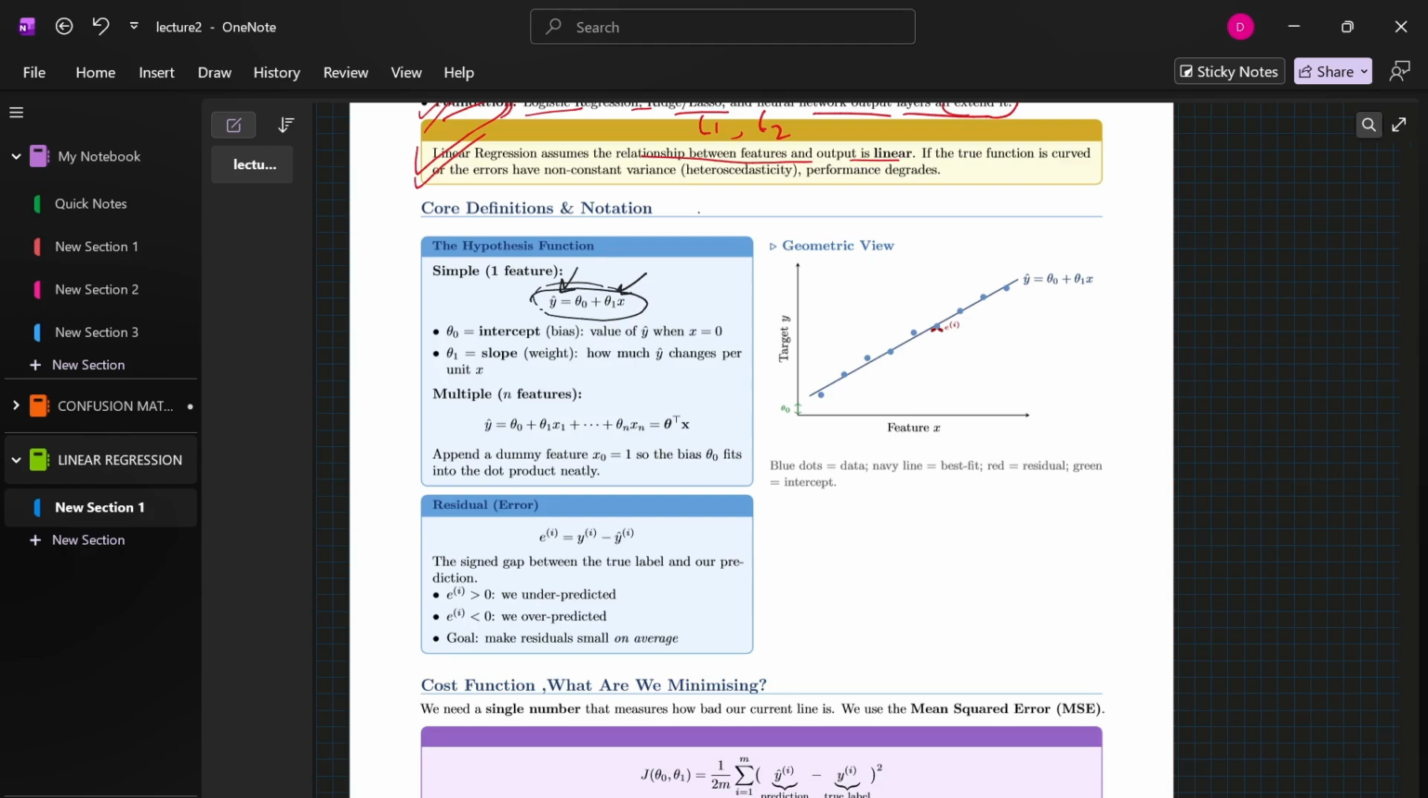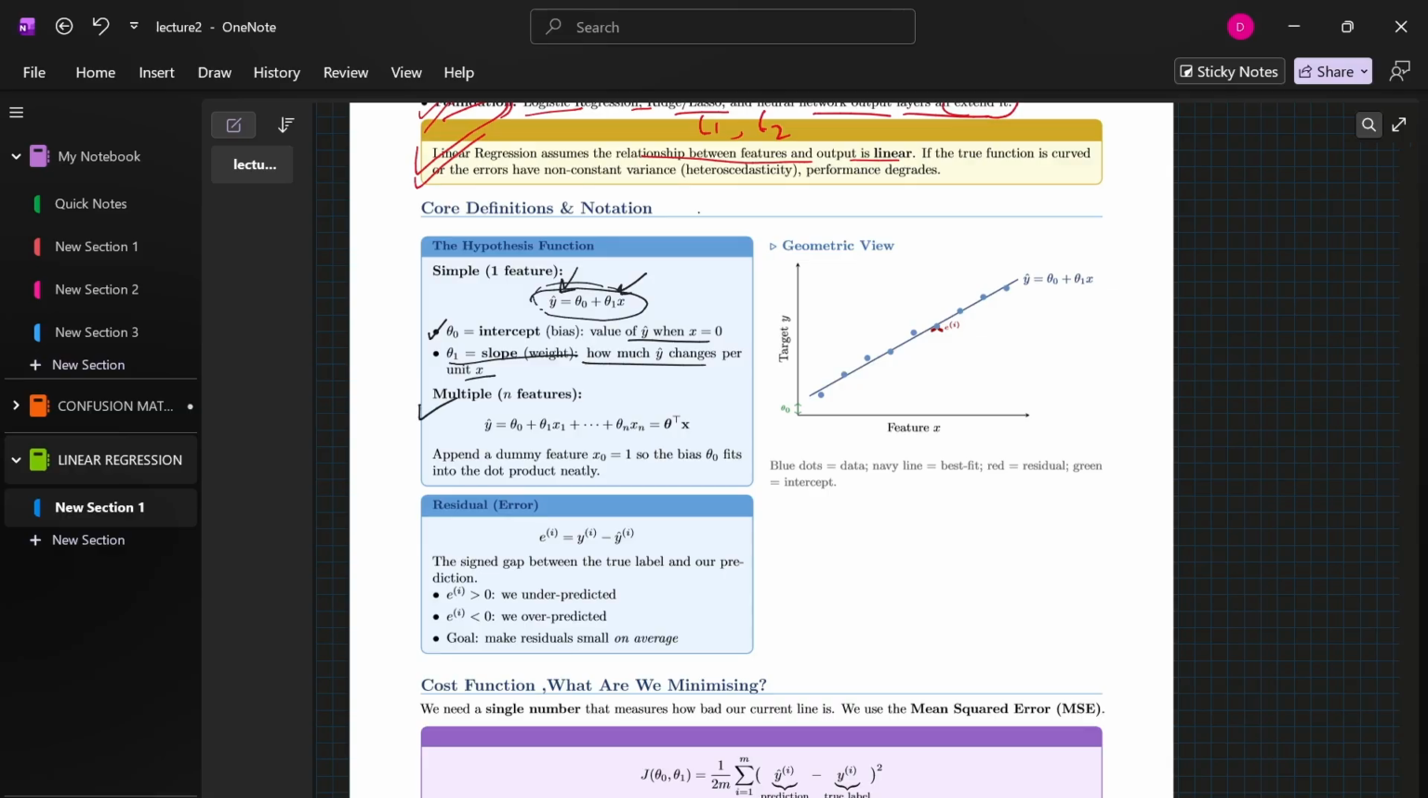Now, here are the parameters which you need to understand. Two parameters. Theta 0 is the intercept, it is the value of y hat when x equals 0. Think of it as where the line crosses the y-axis. Theta 1 is the slope: for every 1 unit you increase in x, y hat changes by theta 1. If theta 1 is positive, the line goes up, and if negative, then it goes down.